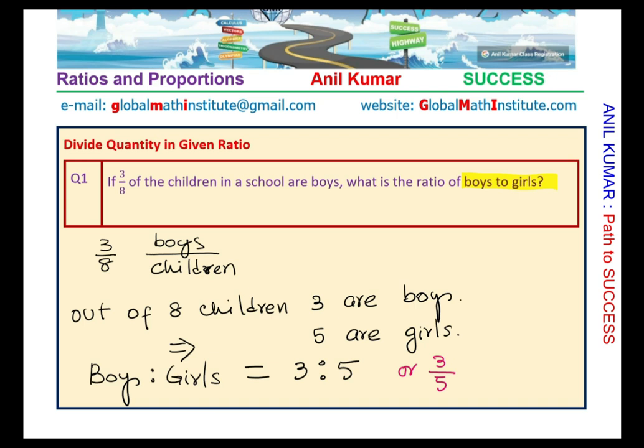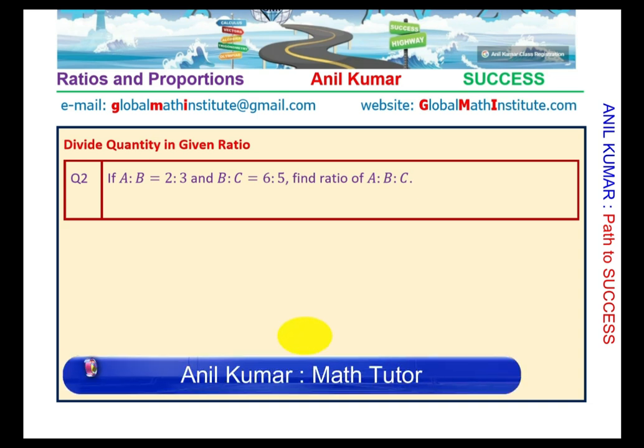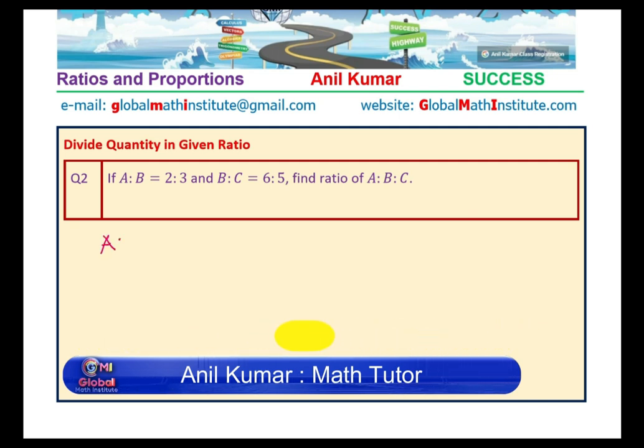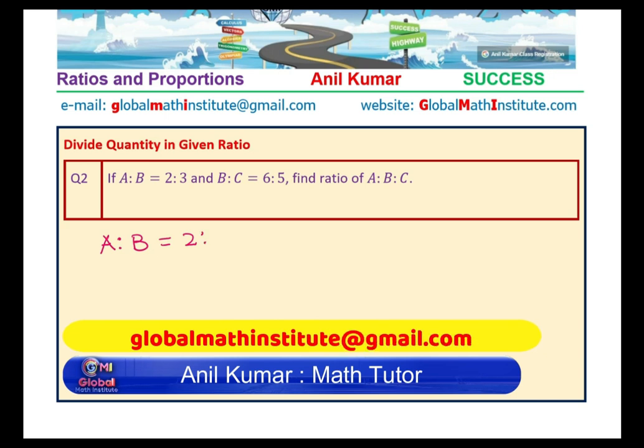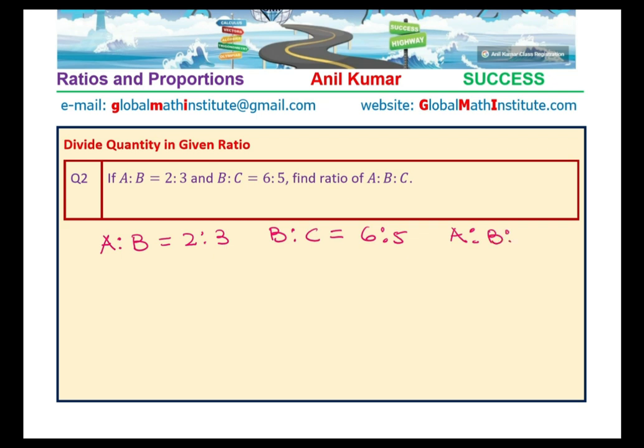Now let's look into question number 2, which is if A to B equals to 2 to 3 and B to C is 5 to 6, find the ratio of A, B, and C. So we are given that the ratio of A to B is equal to 2 is to 3, and that of B to C is equal to 6 to 5. What we want to find is what is the ratio of A to B to C.